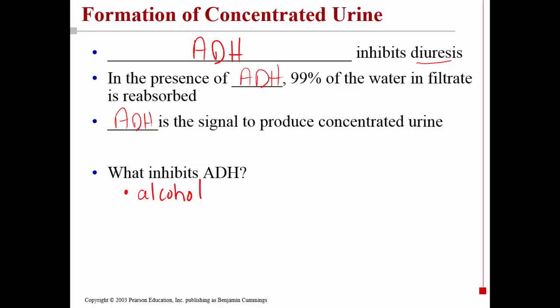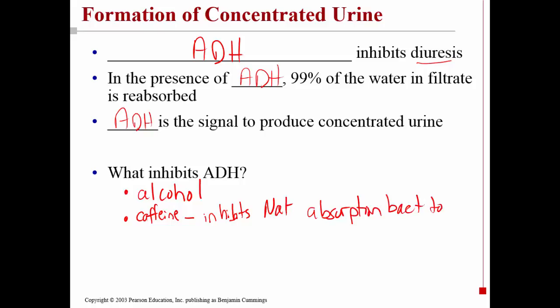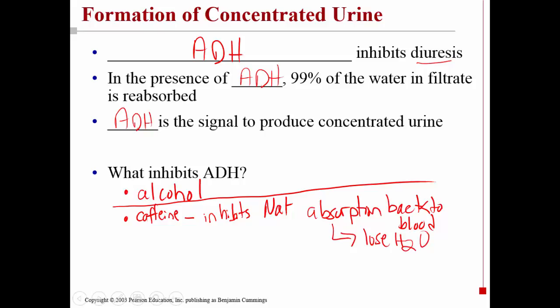Believe it or not, caffeine can also, not necessarily inhibit ADH, but what it inhibits is sodium reabsorption back to the blood. So this isn't really ADH, but caffeine inhibits sodium absorption back to the blood, and so when you have a lot of caffeine, you tend to lose water in the urine. So think of things like coffee and tea and soda.